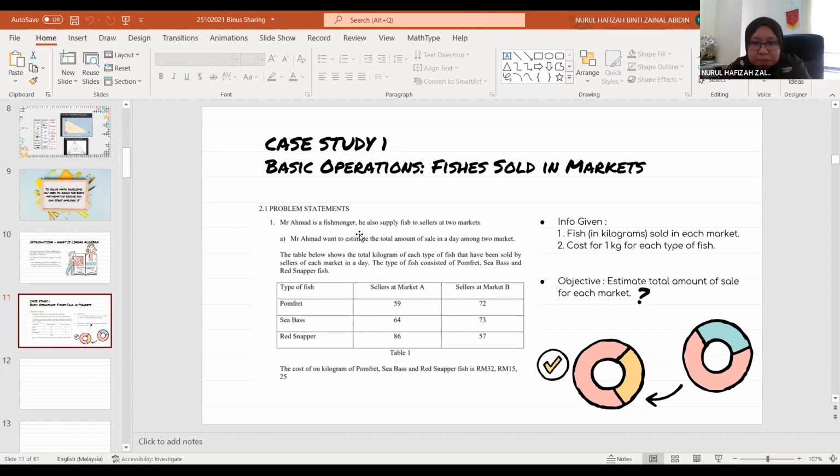So the first problem is about fishes sold in market. Okay, so the info given is fish in kilograms sold in each market, and then cost for 1 kilogram for each type of fish. So the objective is to estimate the total amount of sale for each market.